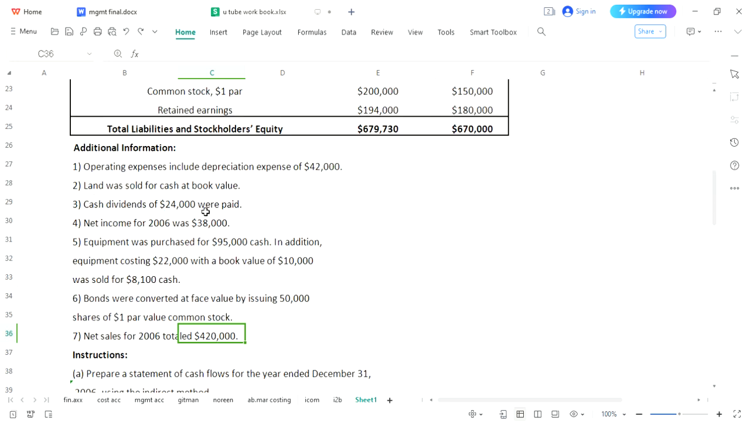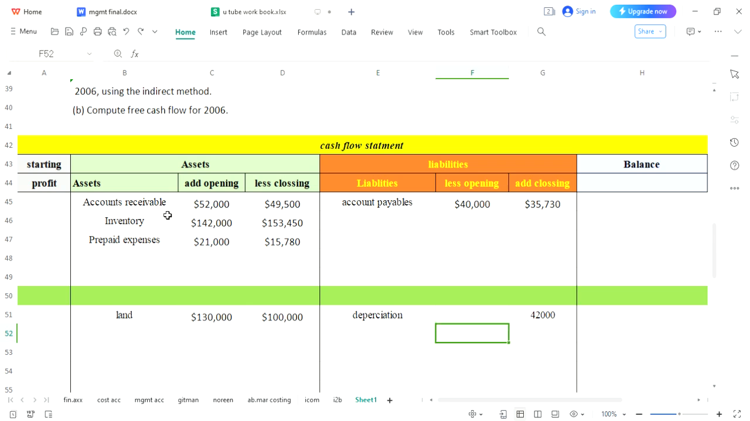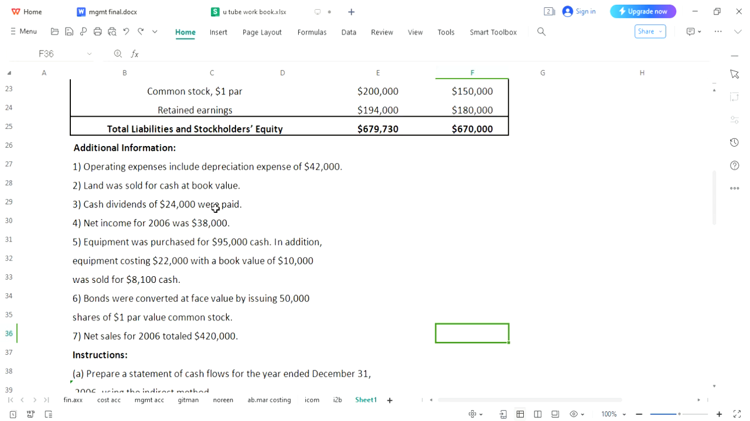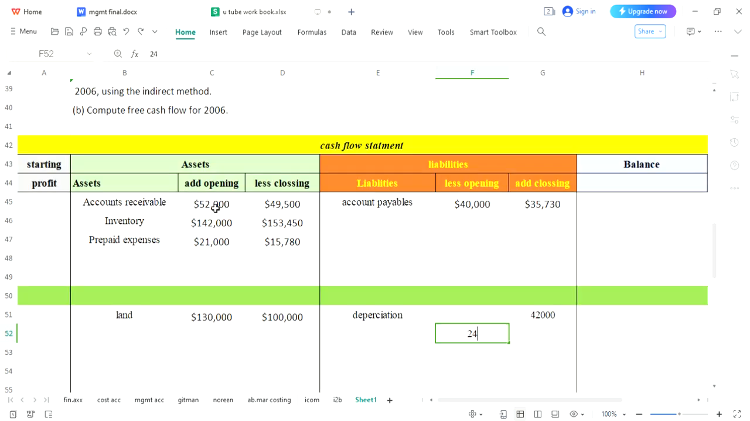Please note it down. It is payment. When you are paying, it means cash would be decreased. Since dividend is associated with liability, over here you will write how much dividend? 24,000 dividend you have paid. Please note it is subtracted, less. So dividend is paid, that means cash is going out. And since dividend is concerned with the liability side, that is why you have chosen the liability side.